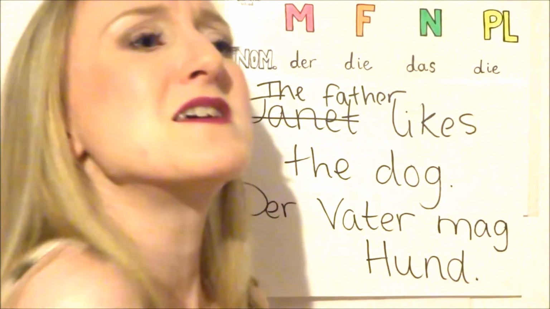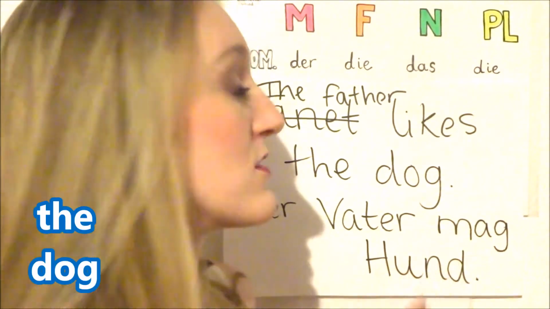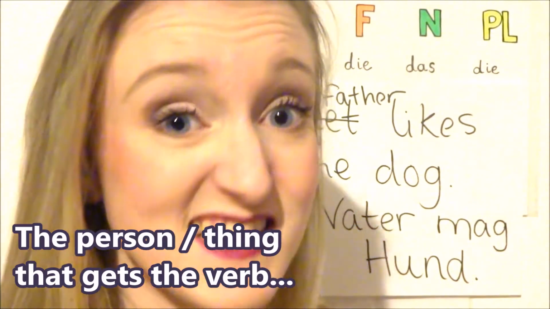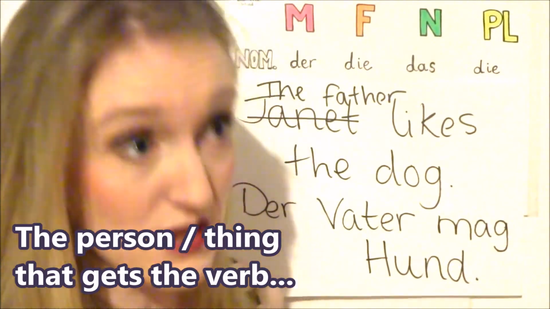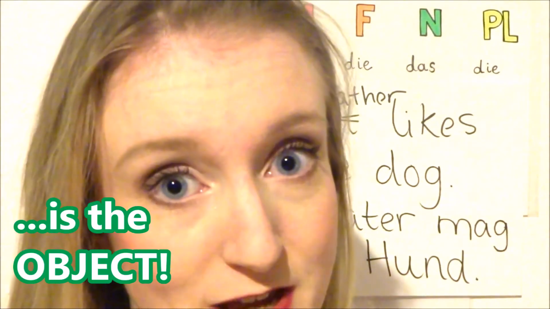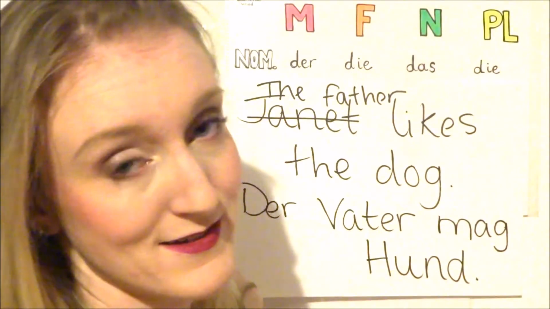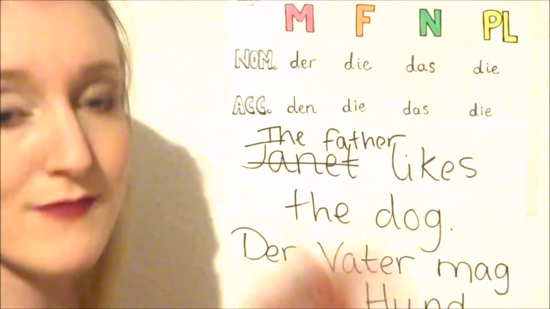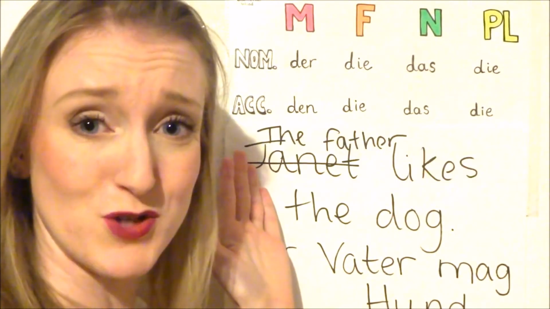Der Vater is giving the liking, and the dog is receiving the liking. The person who gets the verb, in this case, the liking, done to it, is the object. For an object, we need not the nominative case, but the accusative case. Behold the accusative case.